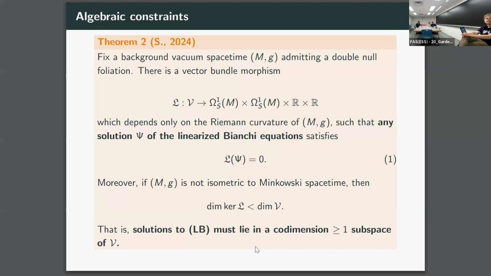So for instance, this also has implications on stability problems. If you want to study perturbations to the Bianchi equations, this theorem says that you cannot arbitrarily perturb your initial data. It has to be a perturbation that lies in the subspace, which is the kernel of this operator L. It can't perturb outside of that. So that's the punchline of this theorem.